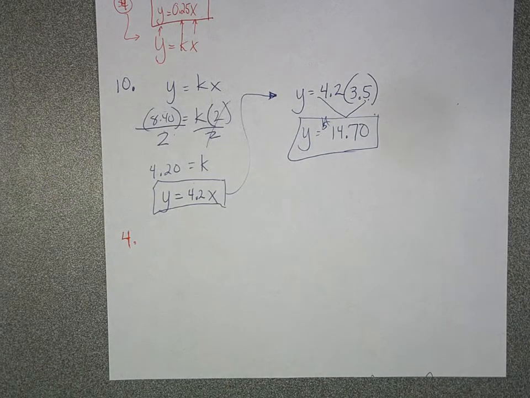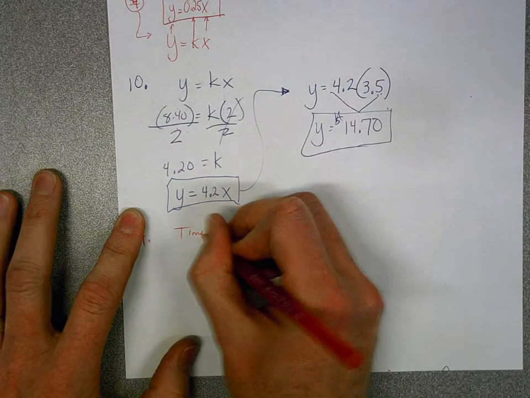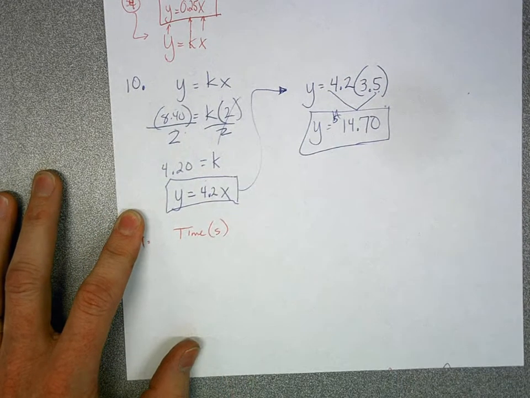On number 4, it says the table below shows the changes in height for a kite surfer. Assume the height varies directly with the number of seconds. Okay, there's a direct variation, meaning there's the same unit rate. The height of a second kite surfer increases 3.5 feet per second. Does the height of the first or second kite surfer increase faster? Explain your reasoning. So they give us a little chart: time in seconds and height in feet.